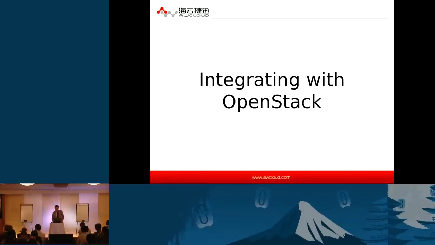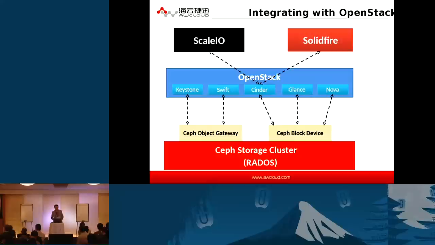Okay, the next is integrating with OpenStack. From this slide, you can see that Ceph has the best integration with OpenStack. It's seamlessly integrated with OpenStack components, including Swift, Cinder, Glance, and Nova. But ScaleIO and Solidfire can only integrate with Cinder. The new OpenStack project Manila can also integrate with Ceph.